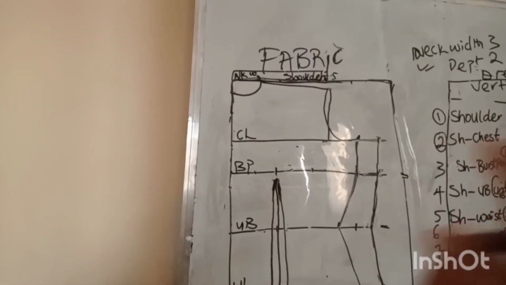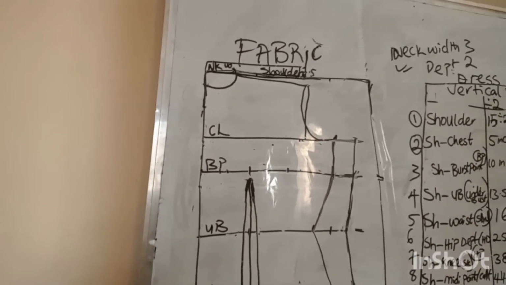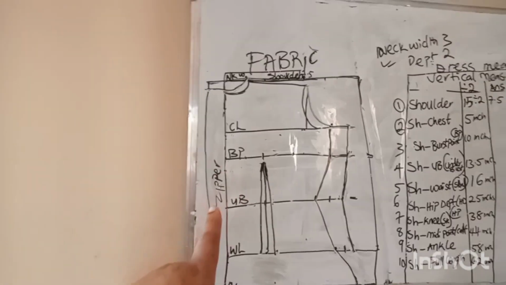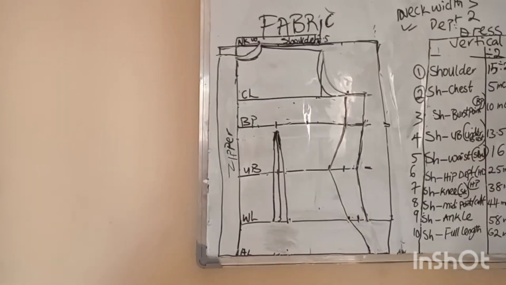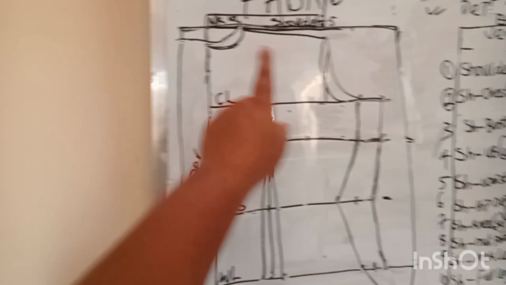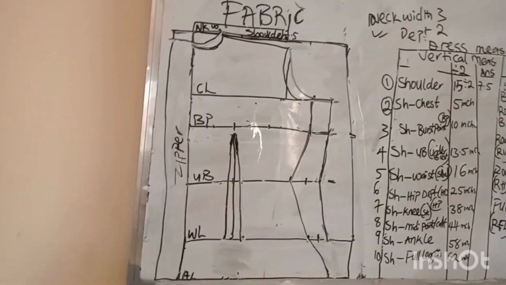And this is the front block, right? So let's see what is the difference with the back block. All right, now looking at this block now, you can notice that there is a change. This line was just added, and then look at the armhole. It comes out, and then look at the neckline. These are the only differences with the back block and the front block.